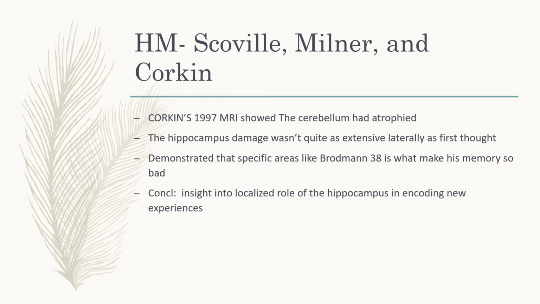And so if you were to write an essay on HM, or be asked a question, I should say, about brain scan techniques, and you used HM in your explanation, then this would be what you want to focus on. The fact that this 1997 MRI had shown that the hippocampus damage wasn't quite as extensive laterally as first thought, and it demonstrated more specifically that specific areas of the hippocampus, like Brodmann 38, is what made his memory so bad. And so it gave us more of a picture of the localized role of the hippocampus in his memory and specific parts of the hippocampus as well.